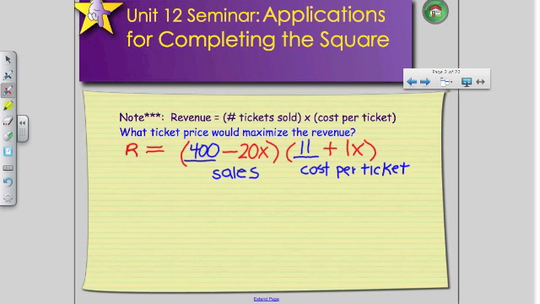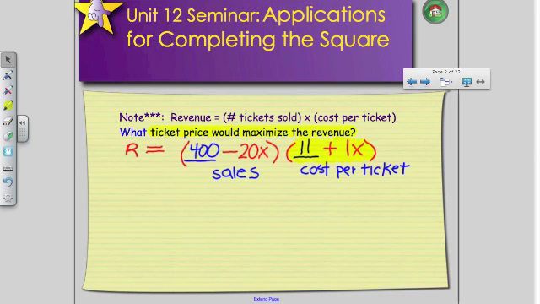So X doesn't represent the sales or the cost per ticket. It is a variable, or it's a number that's going to be used to help us calculate. This binomial represents sales. This binomial represents the cost per ticket. Once we complete the square and find the maximum value for X, because the problem is asking us for the ticket price that would maximize the revenue, that means I'm going to be substituting X back into this binomial later on in order to tell me exactly what my ticket price is going to be, in order to reach my maximum revenue. So I have two binomials. It makes sense to come up with a quadratic equation.